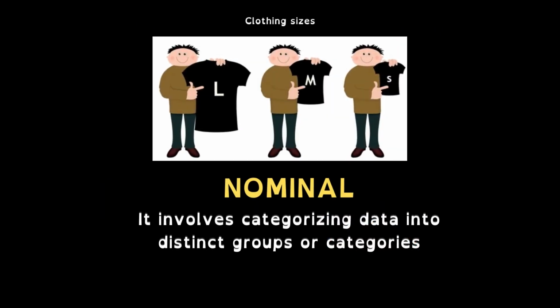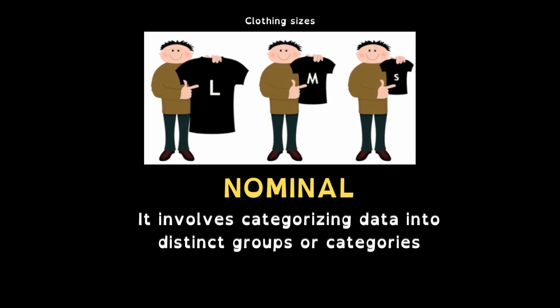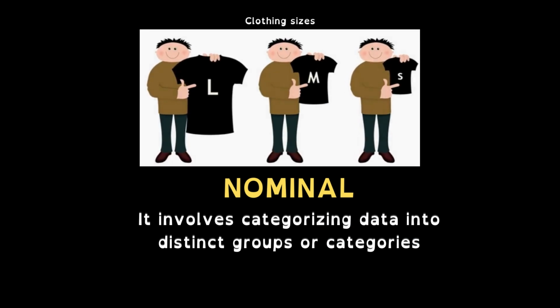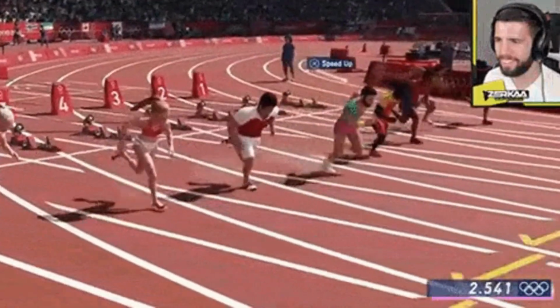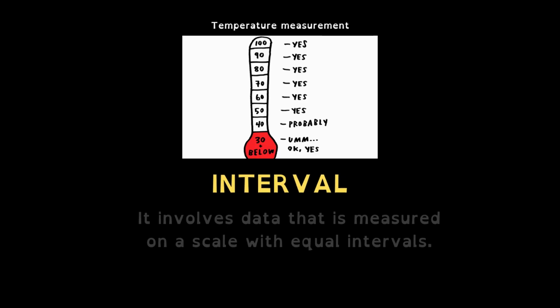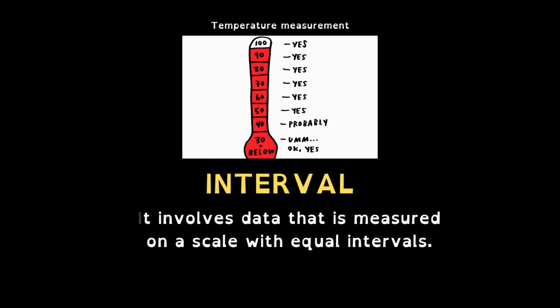Nominal level of measurement involves categorizing data into distinct groups or categories. Hair color is an example of nominal data. Also, the ordinal level of measurement allows us to rank or order data based on a certain characteristic. An example is the ranking of students in a race. Interval data is measured on a scale with equal intervals, such as temperature measured in degrees Celsius or Fahrenheit.